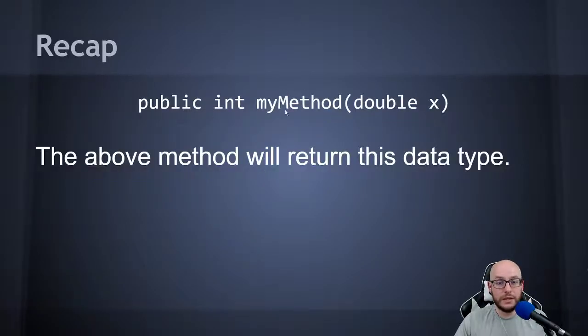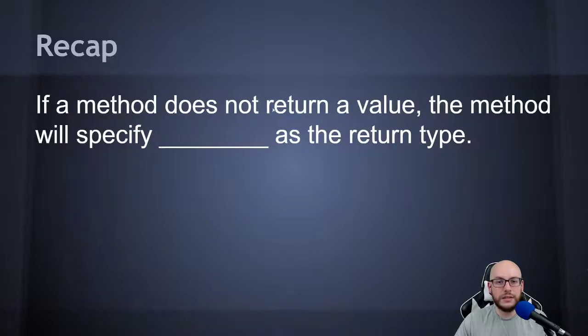Here we have a method signature. And I want to know, what is the data type that is returned? The answer we're looking for is int, this little spot right here. If a method does not return a value, the method will specify blank as the return type. The answer we're looking for here is void.